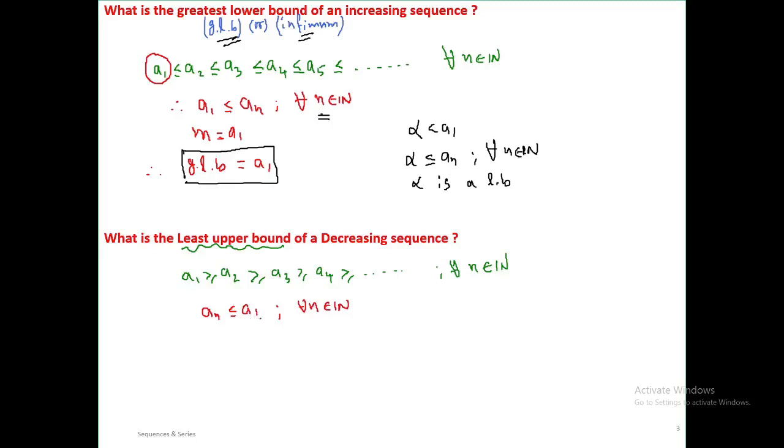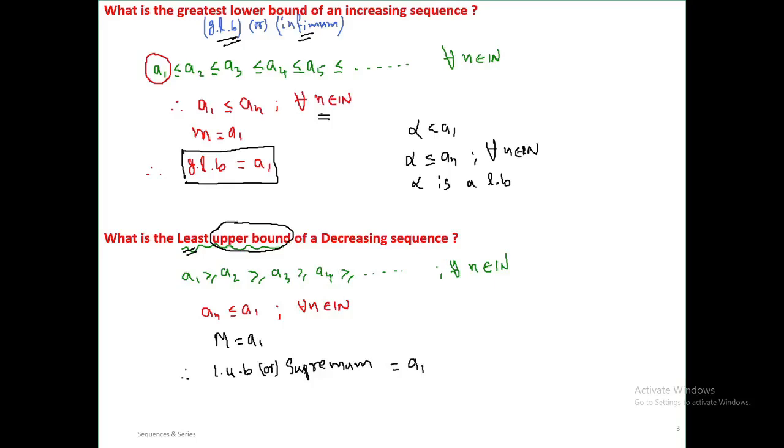But more precisely, I want the least upper bound. Least upper bound means I need to collect all upper bounds, and in that, I want the least one. That is obviously a1. So here my capital M can be taken as a1. Therefore, the least upper bound, or supremum, is a1, the first term of the sequence, if it is a decreasing sequence.